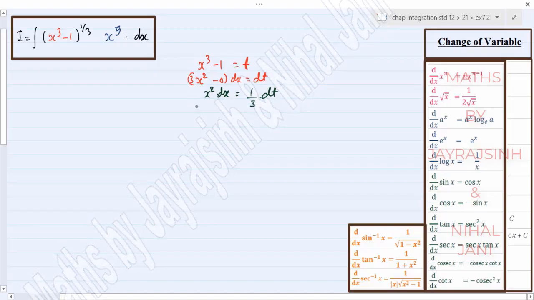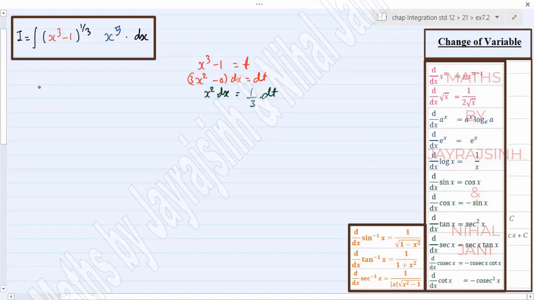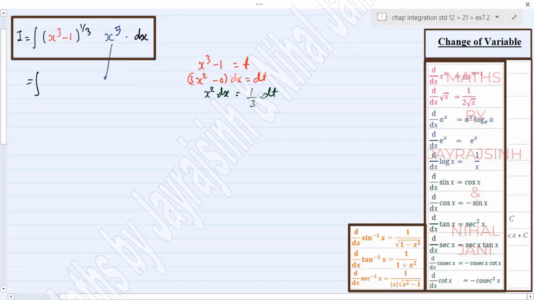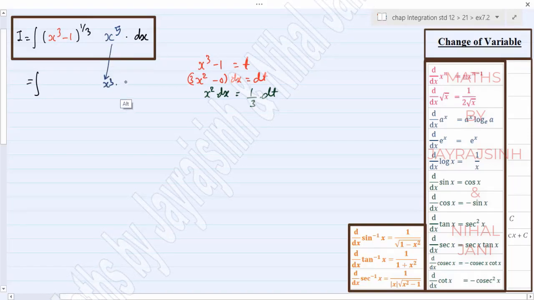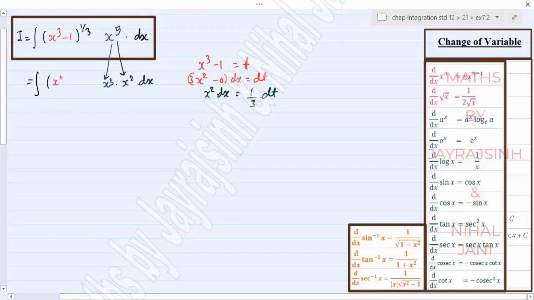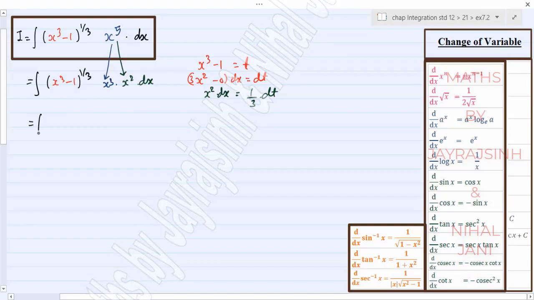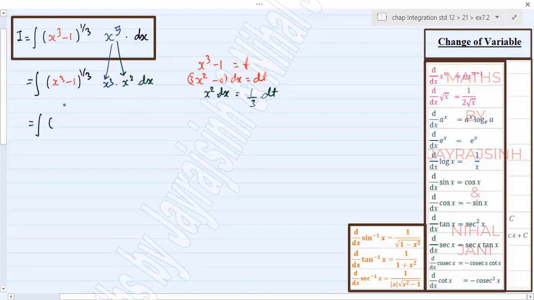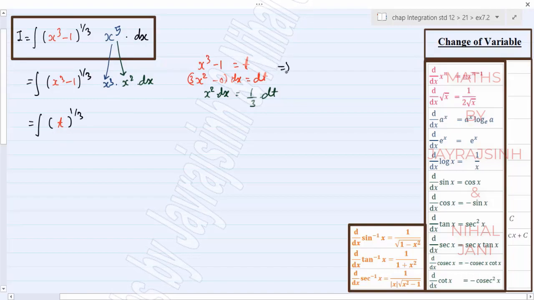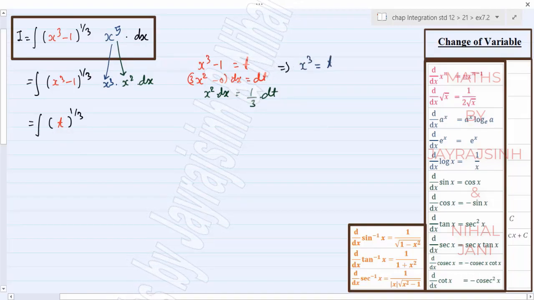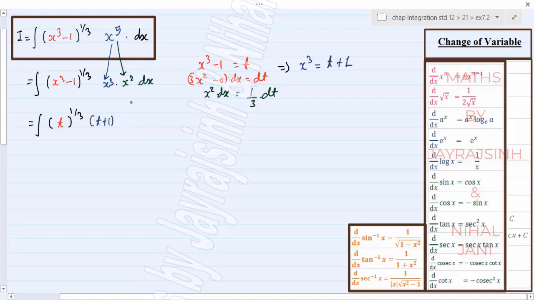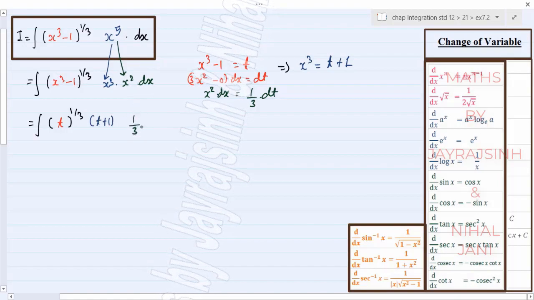So we need to get this x square within the multiplication of dx, and for that we have to split x raised to 5 as x cube into x square dot dx, and the rest of the terms will be as it is. We are ready to modify our integration in terms of t. This x cube minus 1 will be t raised to 1 by 3. The value of x cube can be obtained from the assumption as t plus 1. So instead of x cube, let's place t plus 1, and x square dot dx will be 1 by 3 dot dt.